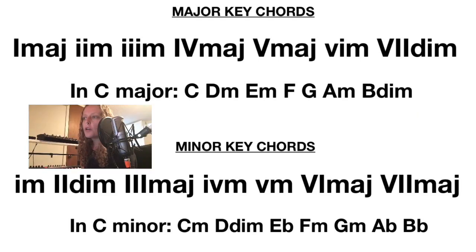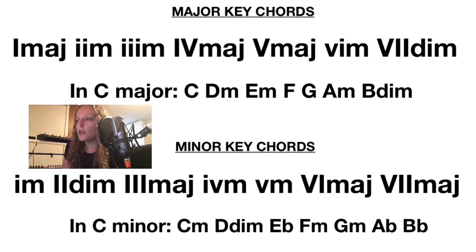So the same thing goes for if you're writing in a minor key, except the chords are going to be different this time. If the key is minor, your first chord will be minor, your second chord will be diminished, your third chord will be major, your fourth will be minor, your fifth chord will be minor, your sixth chord will be major, and your seventh chord will be major.